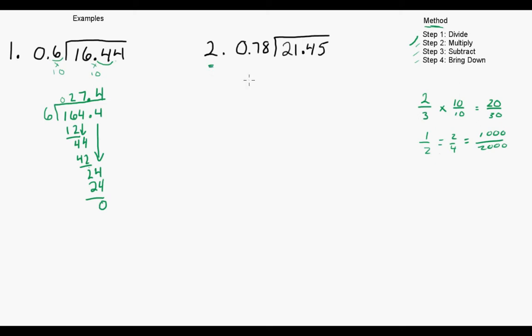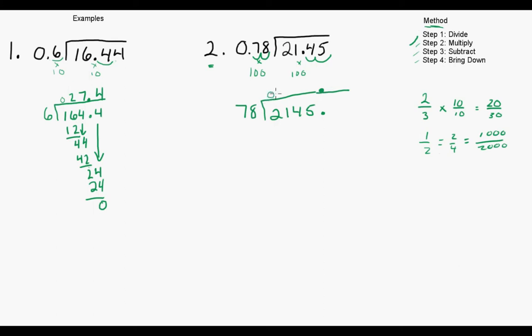So let's move on to our second example. We have 0.78 divided into 21.45. Now, we're going to multiply by 100 here on both sides. So that's going to move the decimal place over 2 spots. And again, I'm just going to rewrite this because it just makes it a little easier to work with. And our decimal's here now. So we're going to write our decimal up there first just to keep things organized.